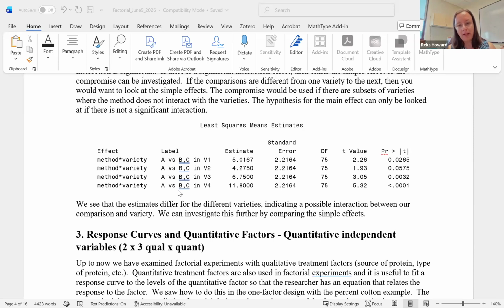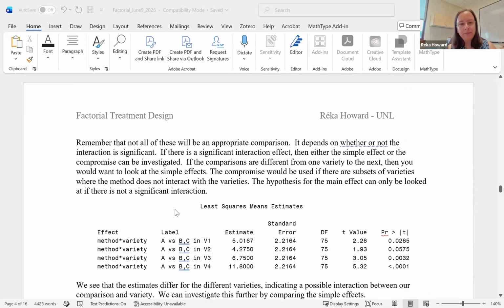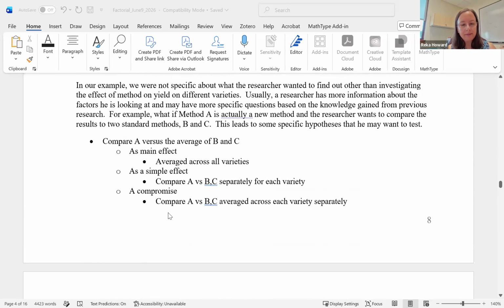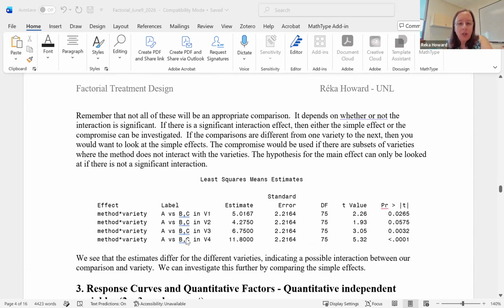So just one more thing, sorry, let me just go back. No, here. So what we are doing in this output, we are looking at actually what I just mentioned. We are comparing method A with the average of B and C for variety 1, for variety 2, for variety 3, and for variety 4. So if you are going through these notes, one thing that you will realize is that we don't have variety 5, and you are asking the question, why not? Because we had 5 varieties. Why isn't variety 5 included?